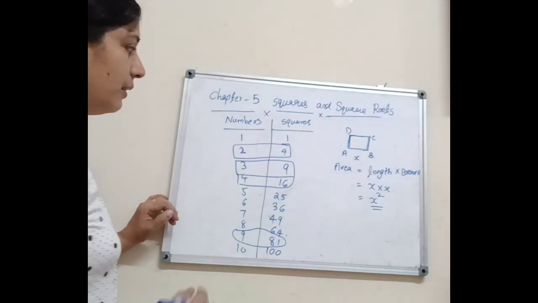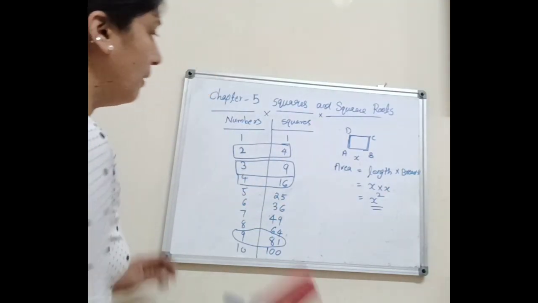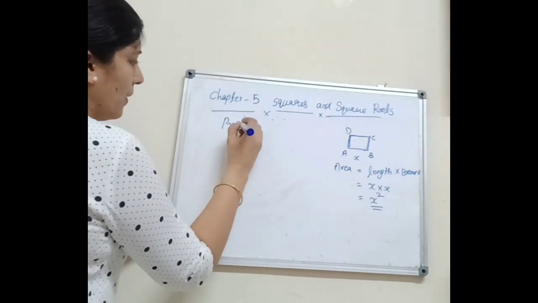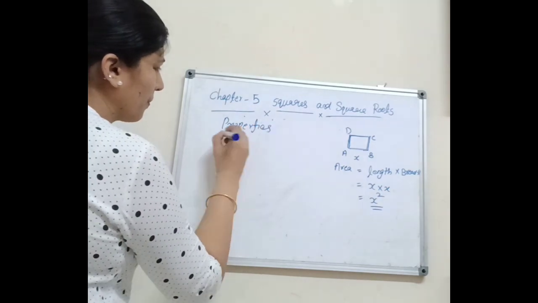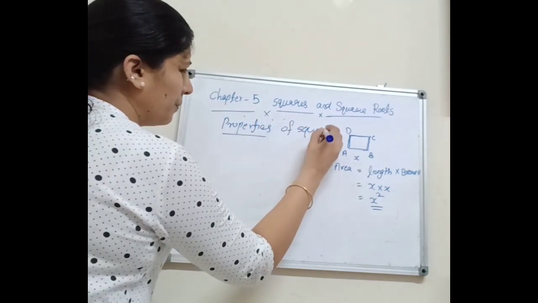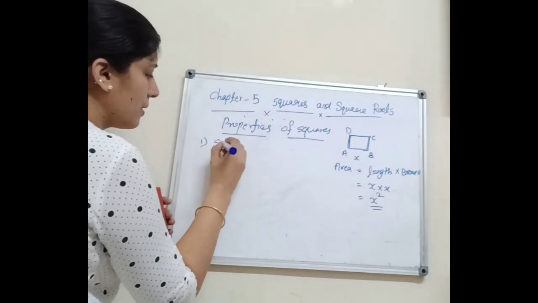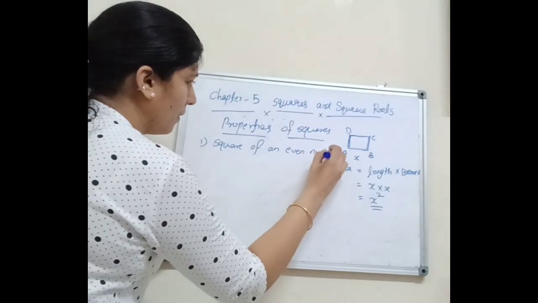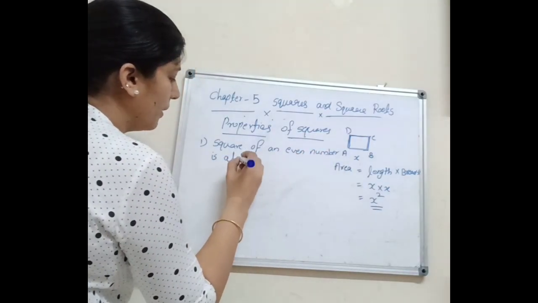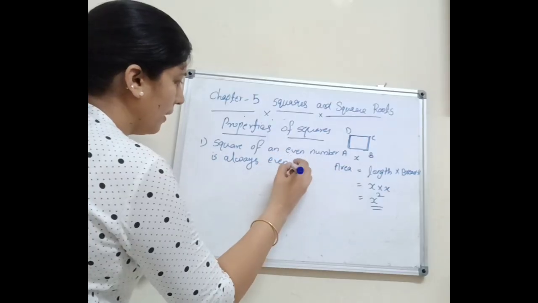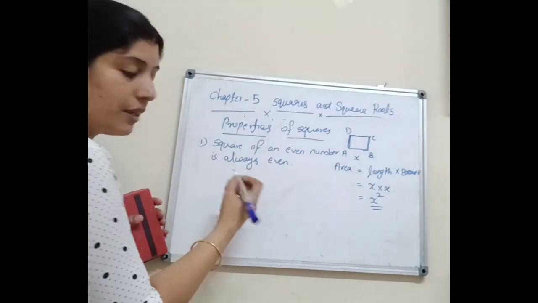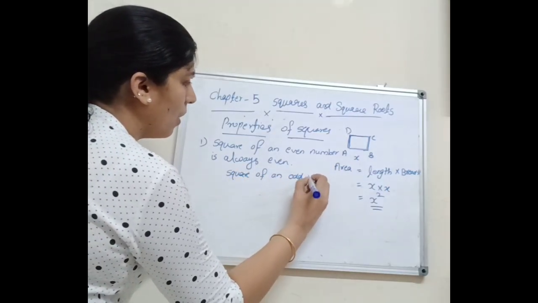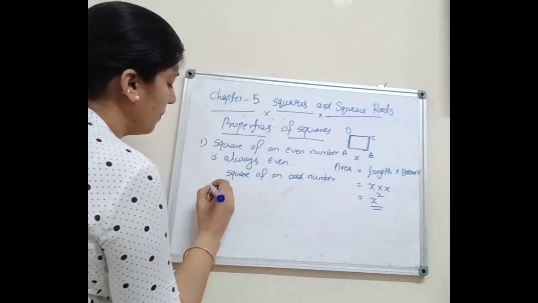This is the first property of squares. In the case of the properties of squares, the square of an even number is always even. Next, we consider the square of an odd number. The square of an odd number is always odd.